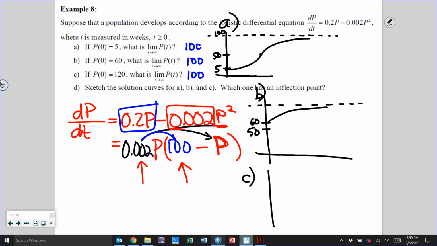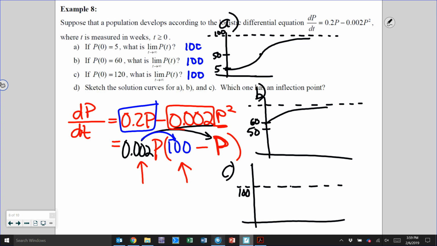C is very different because C actually starts above the carrying capacity. Let me draw this one a little different. Let me put the 100 a little bit lower. So here's C. Here's your 100, but we're actually starting up here at 120. Again, it has to go toward the carrying capacity. So this graph is going to go down until it gets down to that 100. So there's your three different possibilities for what logistic looks like depending on what your initial conditions are.